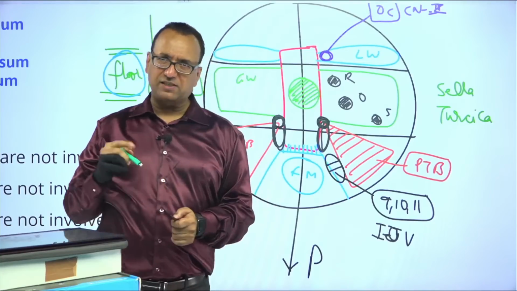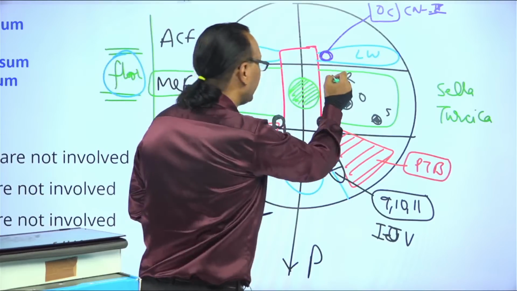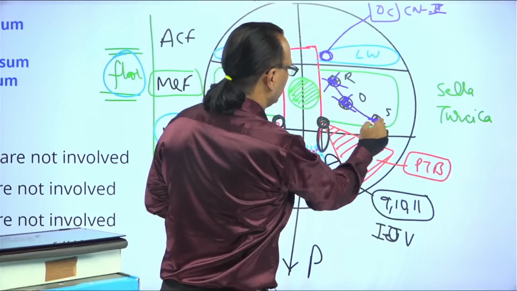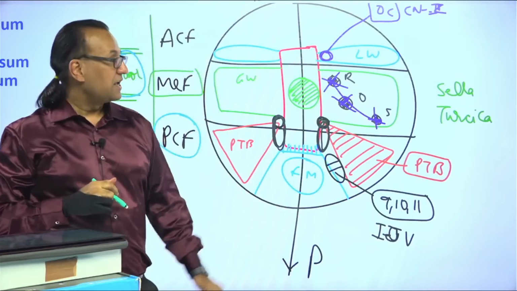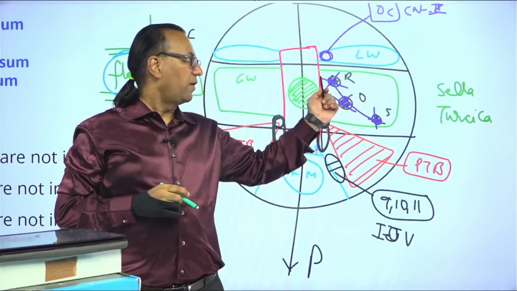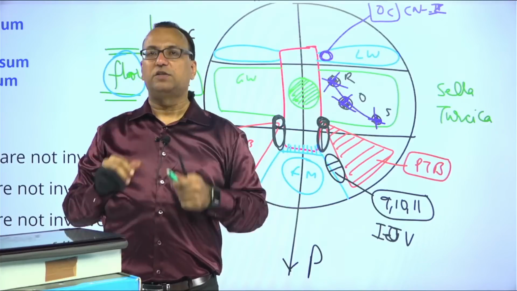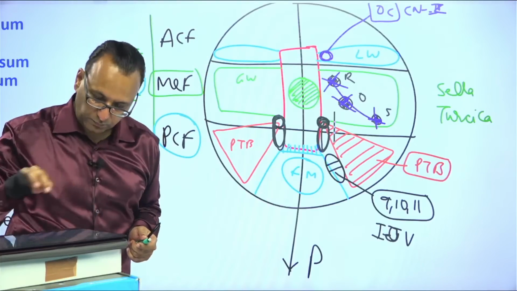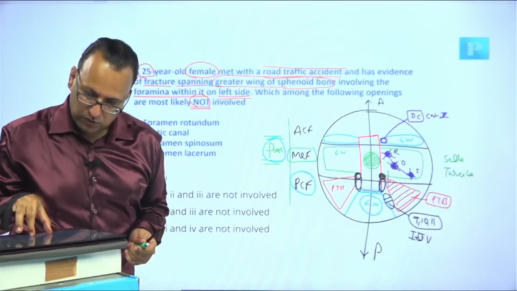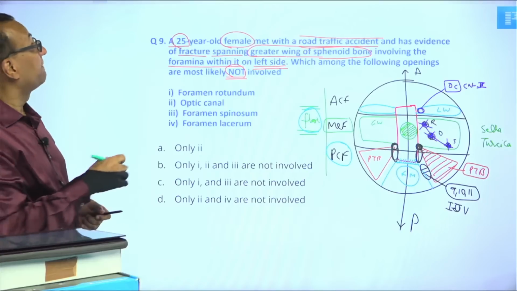Actually, sir, there was some fracture of the greater wing of sphenoid involving all the foramina. Yes, all the foramina: rotundum, ovale and spinosum. So there was a fracture of the greater wing of sphenoid involving all the foramina, rotundum, ovale, spinosum. The question was asking which is not involved. So if you ask which is not involved, you can answer now. Let me take this here. So what do you think?